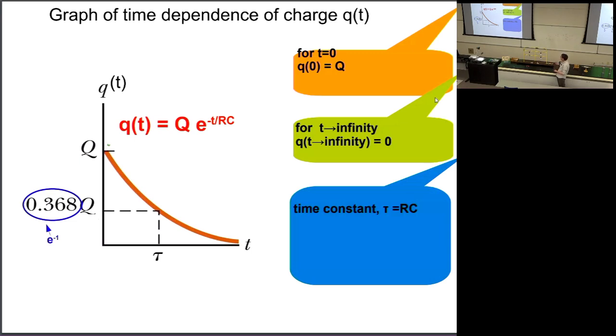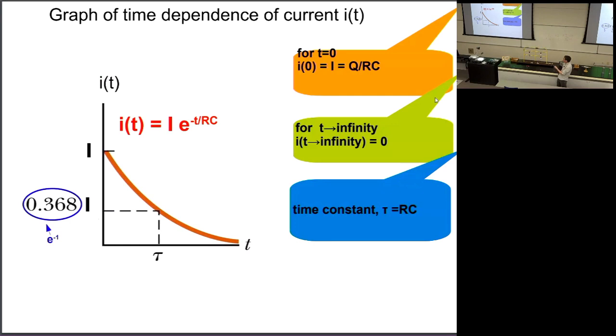There's also an equation for the current as a function of time. It's actually the same expression as for the charging up of the capacitor. It's this equation here. Again, it involves an exponential with a negative exponent describing the time dependence and an RC time constant that depends on the resistance and the capacitance. Okay.